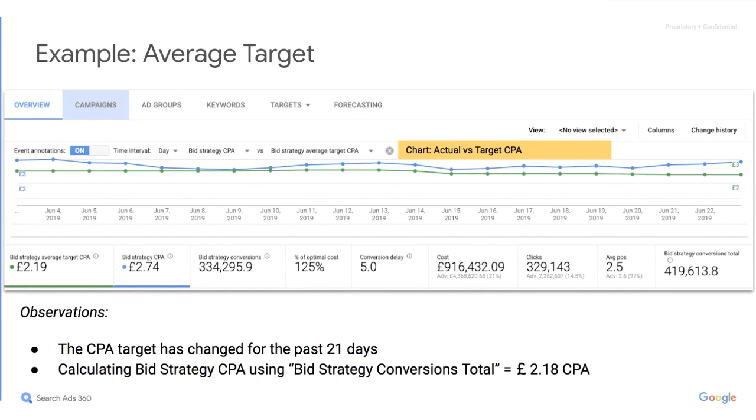The conversion delay for this account is 5 days. So ideally, when you're comparing whether the two metrics are equal or not, I would exclude the last 5 days when comparing performance.